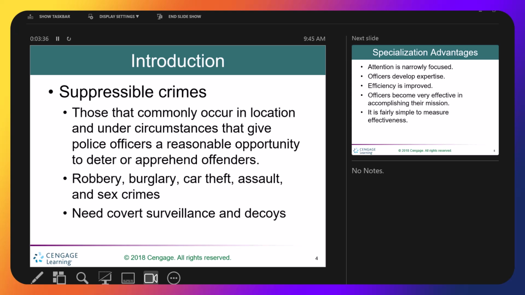So, introduction. Suppressible crimes are those that commonly occur in a location and under circumstances that give police officers a reasonable opportunity to deter or apprehend offenders. A lot of times we think in terms of the beat officers. When they're in the communities, that's where they stay, in their areas of responsibility, and so they have beats that they patrol. These things are expressed so that they can commonly catch people who are committing robberies, burglaries, car thefts, assaults, and sex crimes. The reason is they're already in the area, in the community.